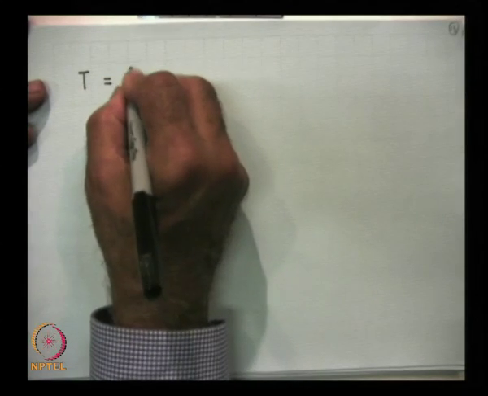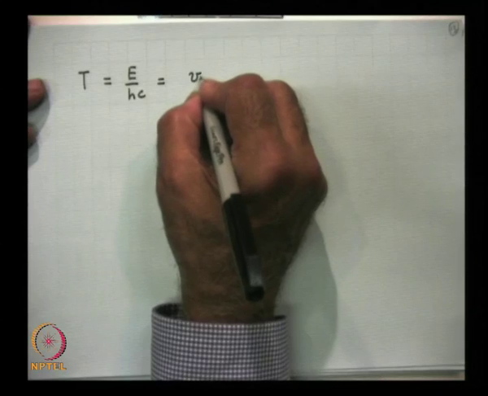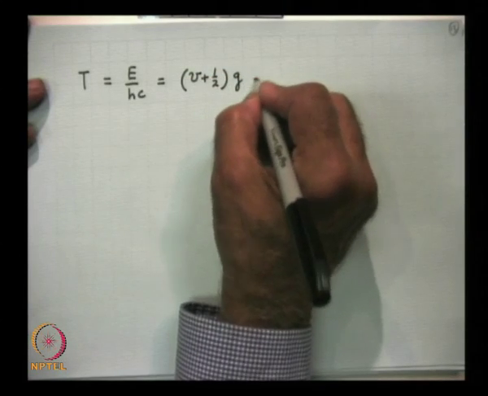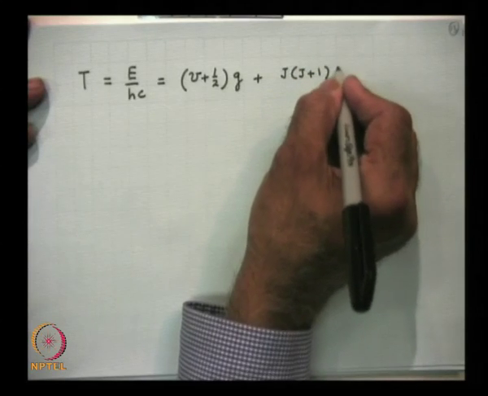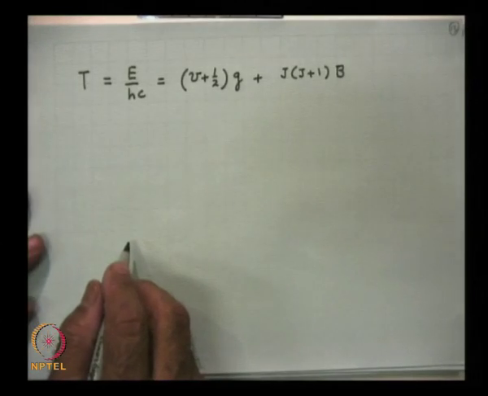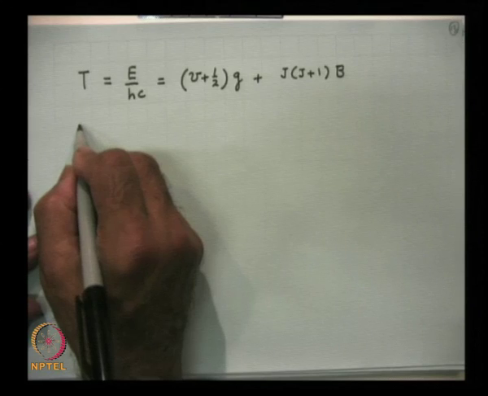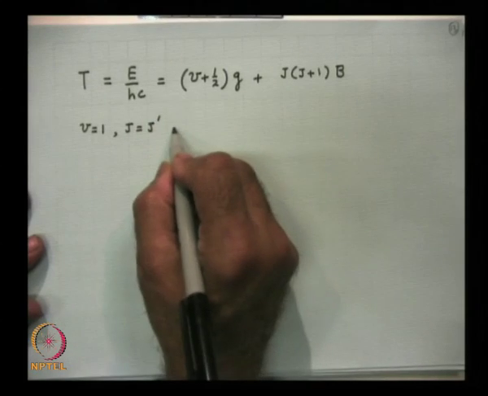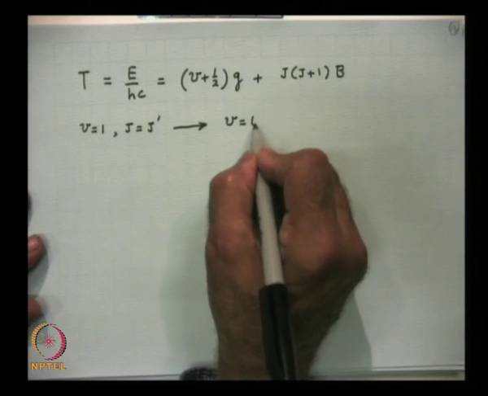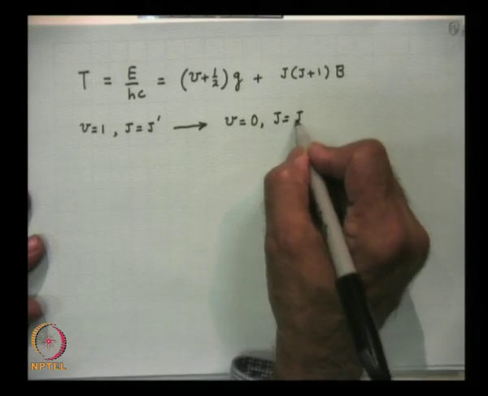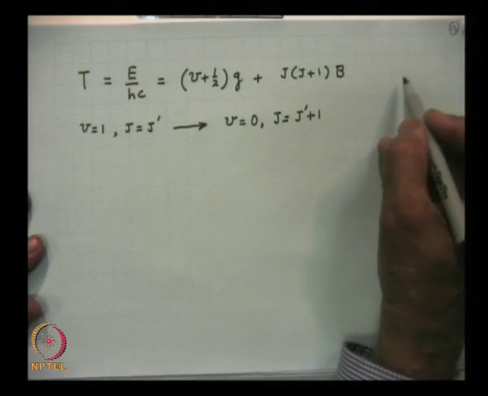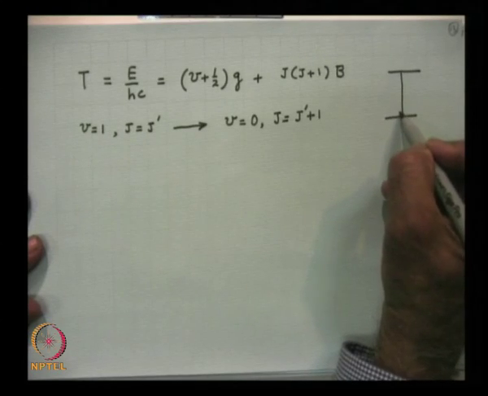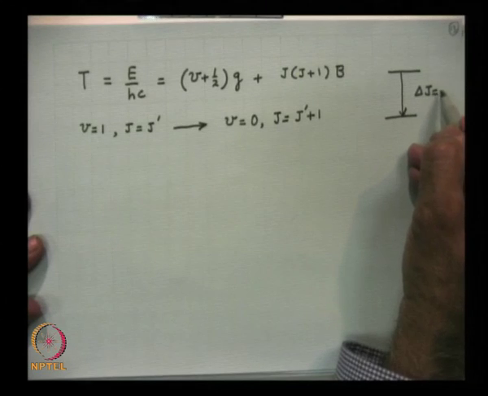So, therefore, we rewrite this expression for the energy levels for a diatomic molecule. T is equal to E by h c, equal to (V plus half) into G plus J into (J plus 1) into B. Now, let us suppose the transition is made from V equal to 1 and J equal to J prime, and the transition is made to V equal to 0 and J equal to J prime plus 1. In fact, when a transition is made from one state to the other, the selection rule is that delta J could be either plus 1 or minus 1.